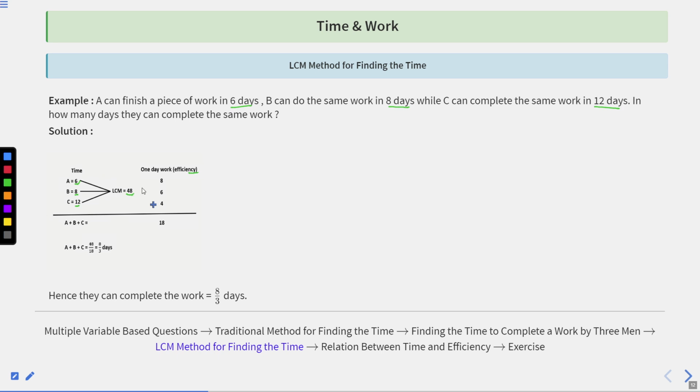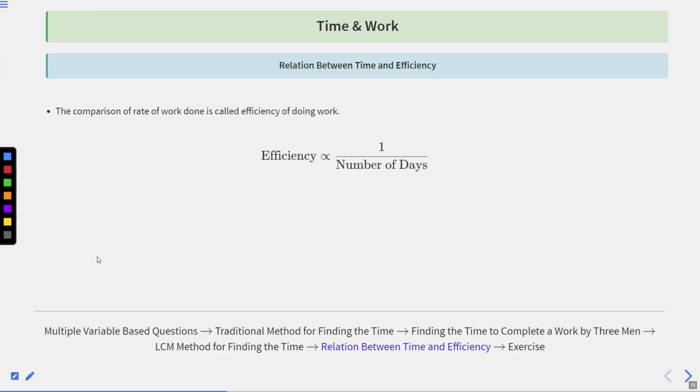Divide 48 by 6, so you will get 8. Divide 48 by 8, then you will get 6. And divide 48 by 12, you will get 4. And you want the amount of work when the three work together. So A plus B plus C will be 18 when you take the sum of these. So 48 was the LCM and 18 is the sum of 1 day work efficiency. So 48 upon 18, that is 8 upon 3 days, is the final answer. Hence they complete the work in 8 by 3 days.